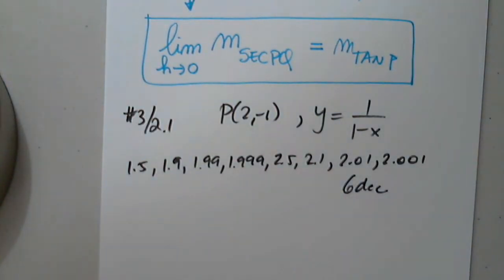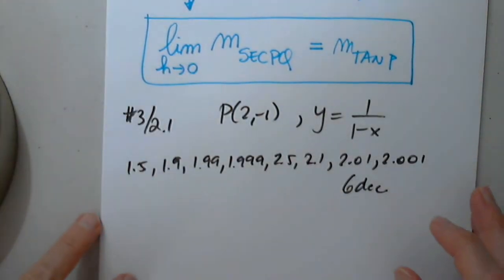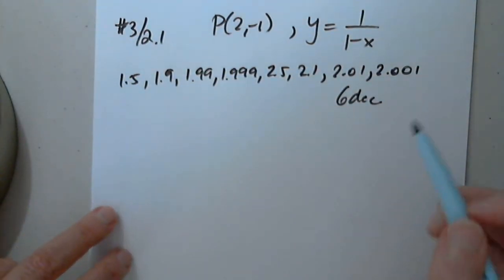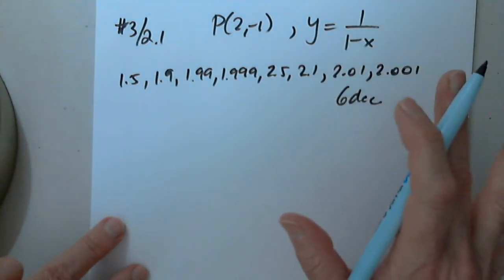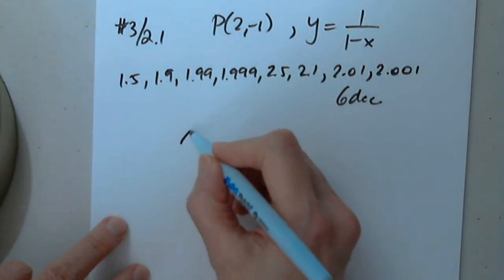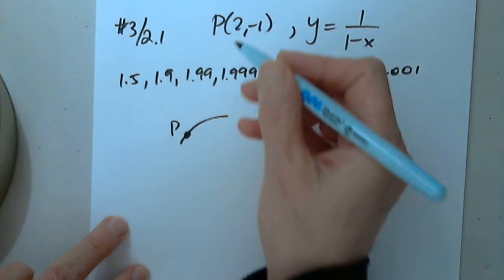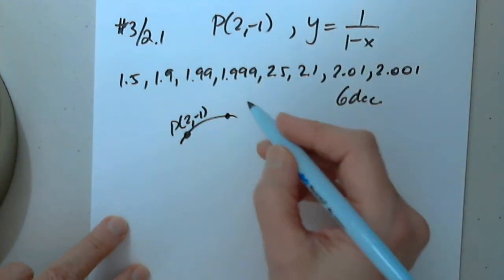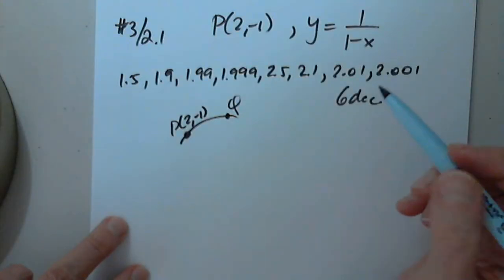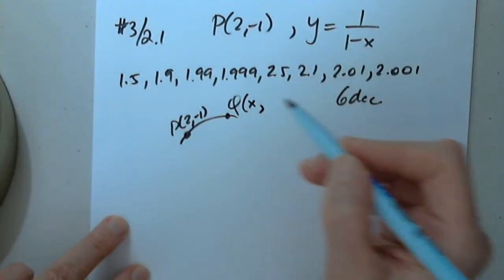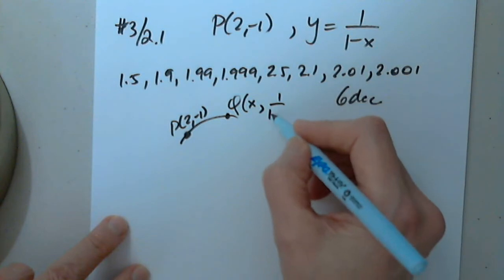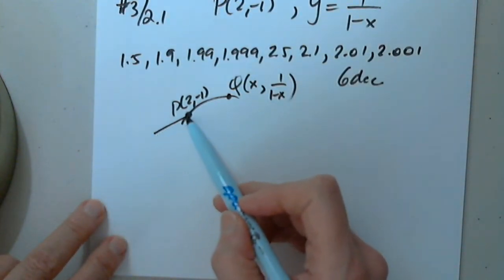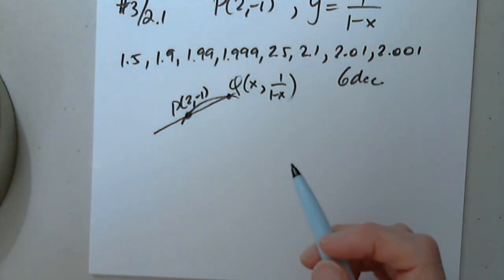Okay, good. So I'm not graphing the function, but the idea is the same. We are talking about P. In this case, is given to us as 2 comma negative 1. And in this case, Q is given to us as x comma f of x. So they're asking us to find the slope of the secant line.